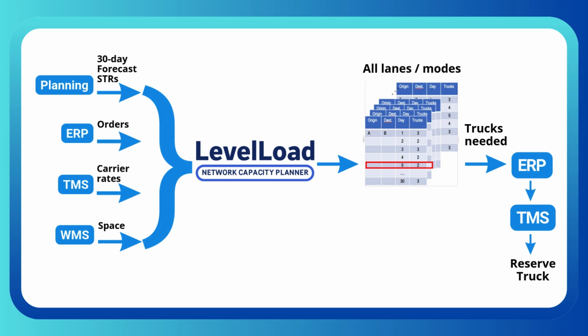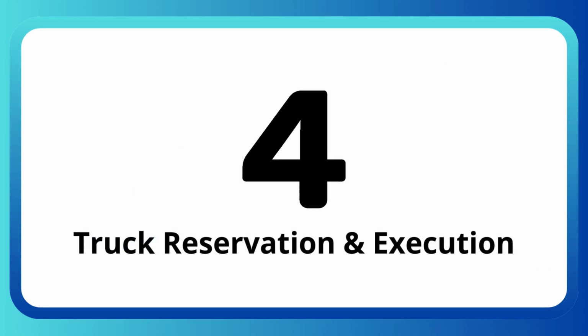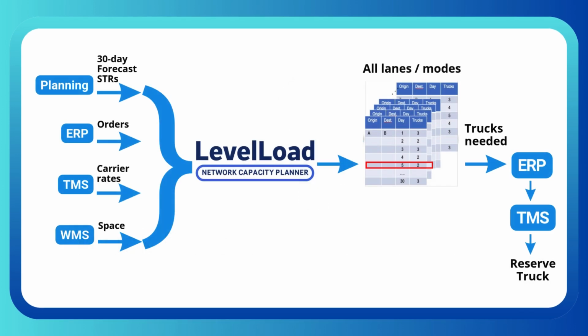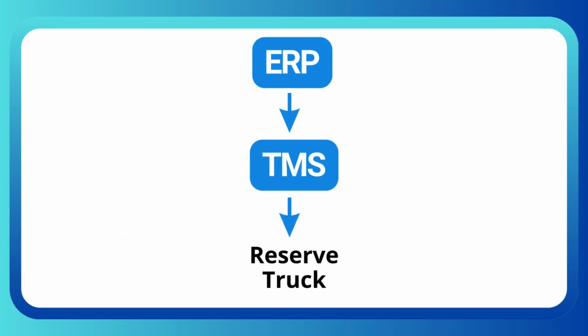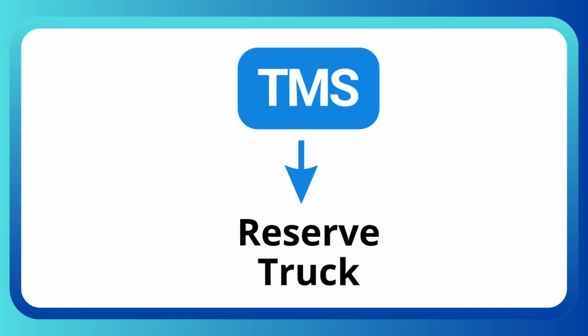And last is truck reservation. The number of trucks required is passed to ERP in the form of a shell STO. It has only a dummy code that triggers the TMS to create the tender. In this case, for 2 trucks.